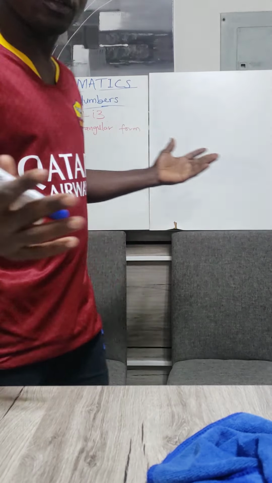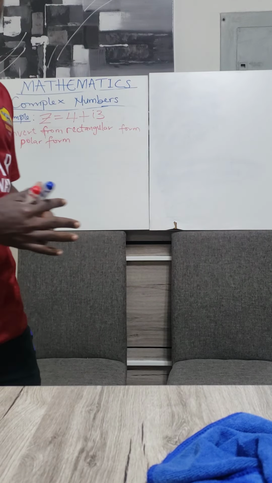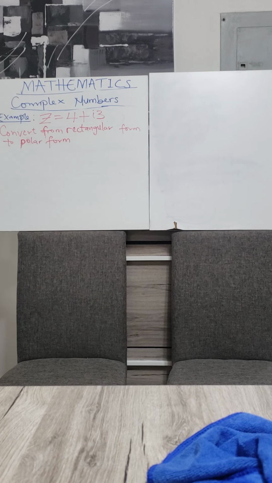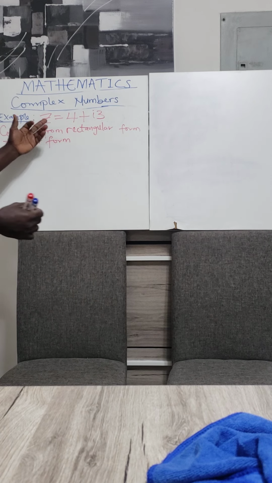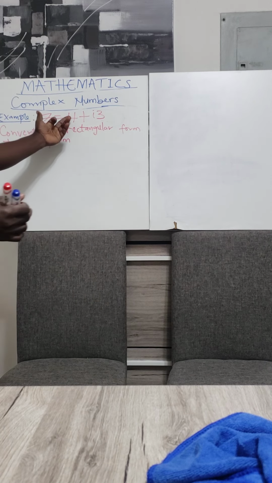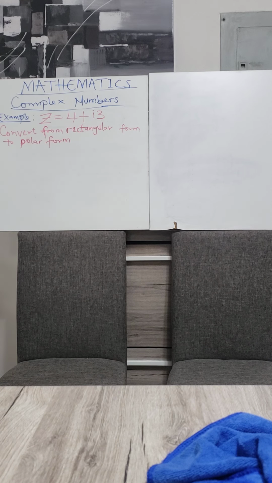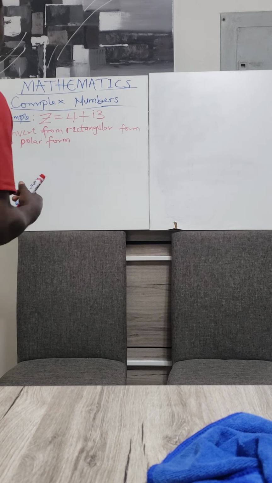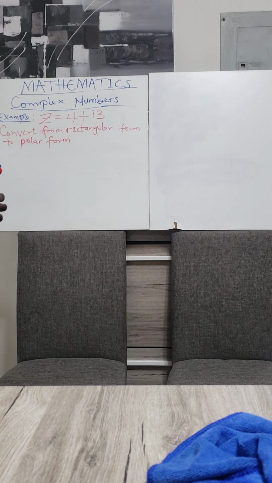In our today's class, we shall be treating complex numbers. The question before us is, the complex number z is equal to 4 plus i3. We are asked to convert it from rectangular form to polar form. That means the question is already in rectangular form, then we have to take it to polar form. How do we go about it?